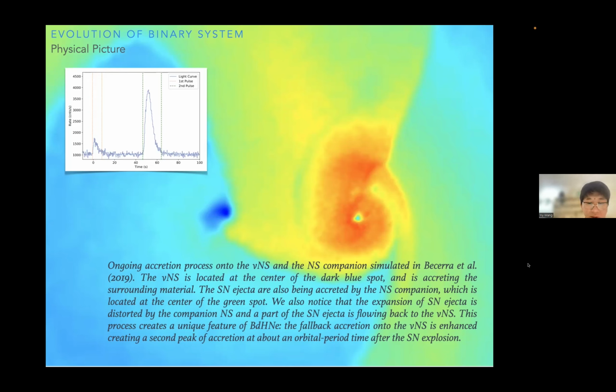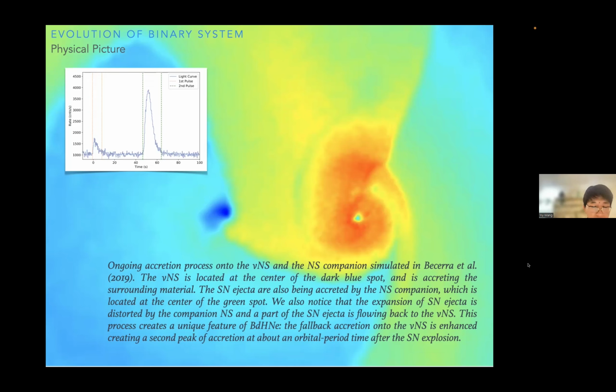But in the meanwhile, some matter falls back into an accretion process onto the new neutron star, the blue part. This fallback accretion is significantly amplified by the companion neutron star. It alters the trajectory so that part of the supernova ejecta flows back to the new neutron star. And the accretion rate onto the companion neutron star is about 10^-3 solar masses per second. And this fallback onto the new neutron star is almost on the same scale, I think.